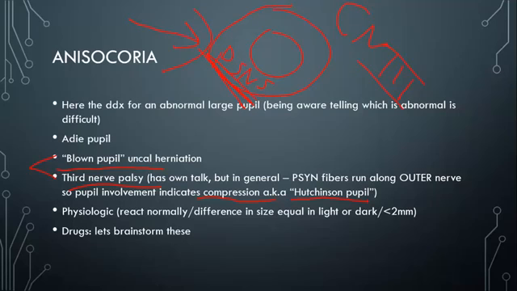Right, and then the other ones are physiologic. That's someone who just has abnormal or unequal pupils at baseline.